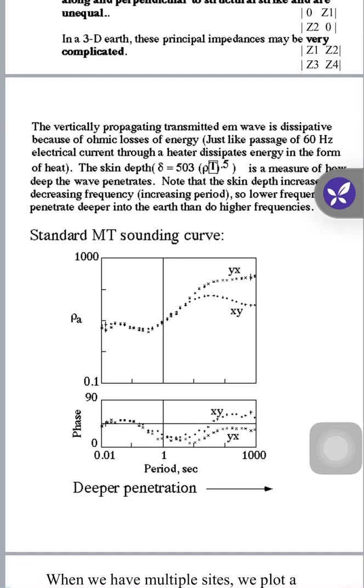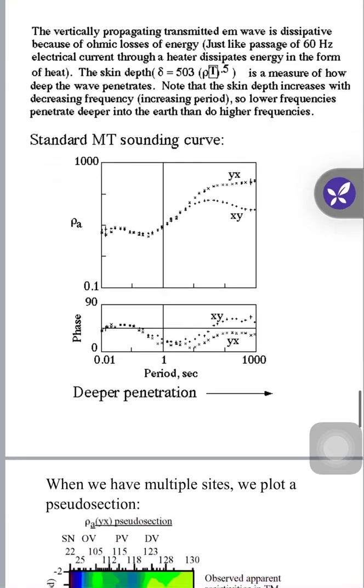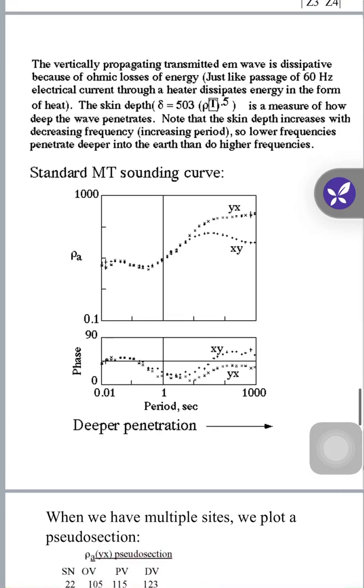The vertically propagating transmitted electromagnetic wave is dissipative because of ohmic losses of energy. The skin depth increases with decreasing frequency, increasing period. So lower frequencies penetrate deeper into the Earth than higher ones do, as shown in the figure below for the standard MT sounding curve.